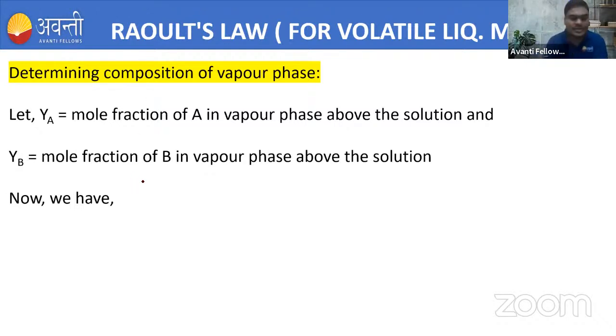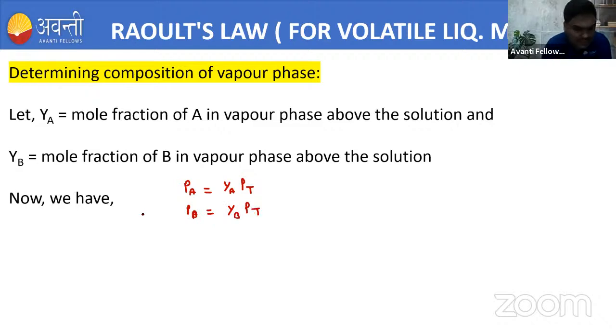So let's see, if we want to calculate PA, PA is equal to the mole fraction in the vapor phase, that is YA, into the total pressure. Similarly, if you want to calculate PB, you can write YB into P. Now, we know Dalton's law of partial pressure, according to this, how will you convert this? So this is PA into the mole fraction in the vapor phase, and similarly for PB, it is YB into P.